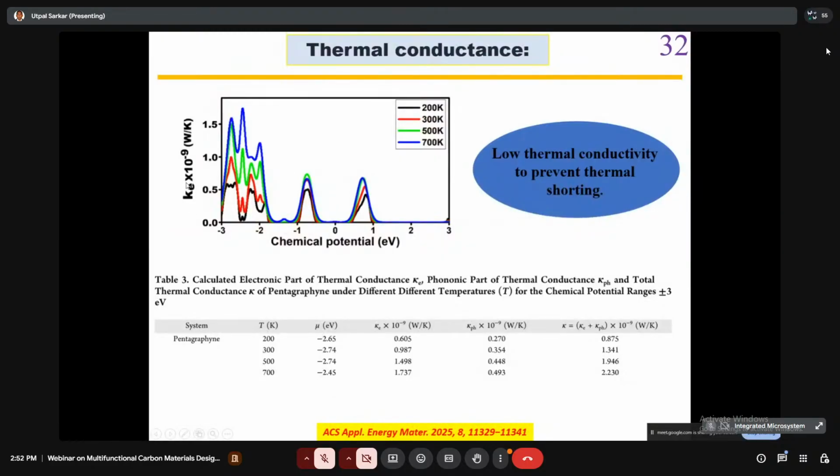Thermal conductance. This is the electronic part of the thermal conductance, for different temperatures. Here you see for different temperature regions, the electronic thermal conductivity increases with increasing temperature, and this is the phononic part. This is also increasing. So the total conductivity is increasing. So low thermal conductivity prevents thermal shorting.